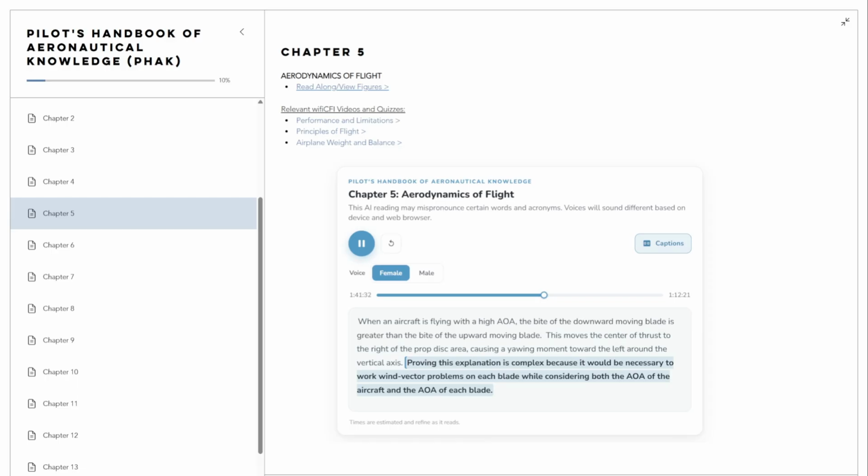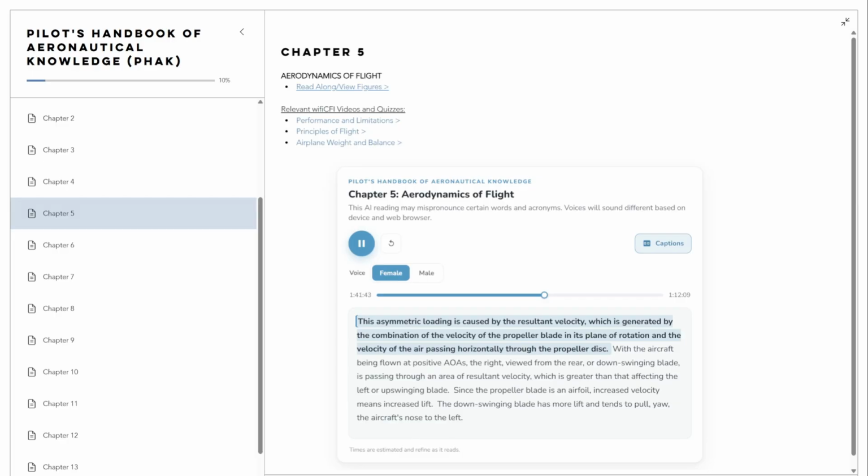Proving this explanation is complex because it would be necessary to work wind vector problems on each blade while considering both the AOA of the aircraft and the AOA of each blade. This asymmetric loading is caused by the resultant velocity, which is generated by the combination of the velocity of the propeller blade in its plane of rotation and the velocity of the air passing horizontally through the propeller disc.